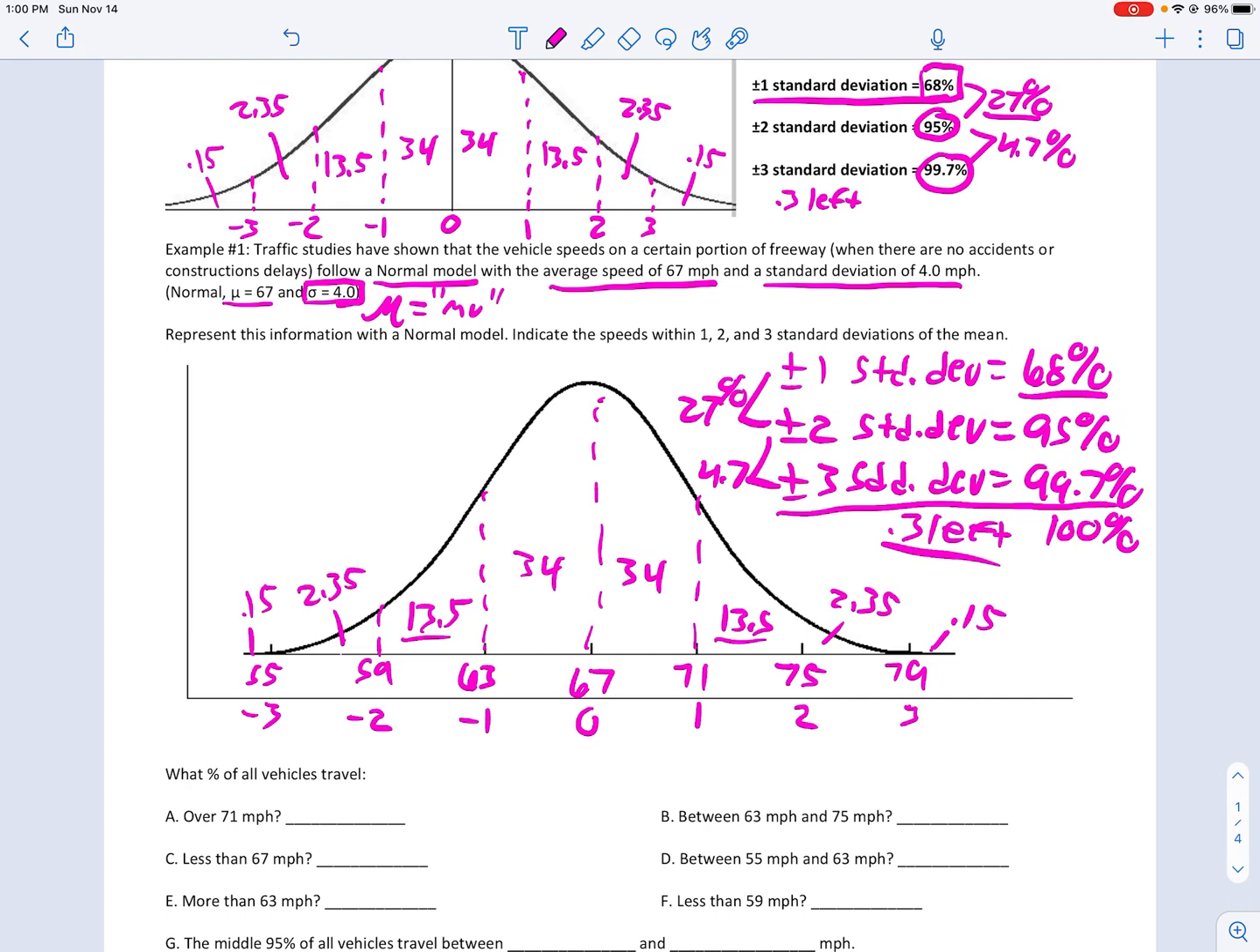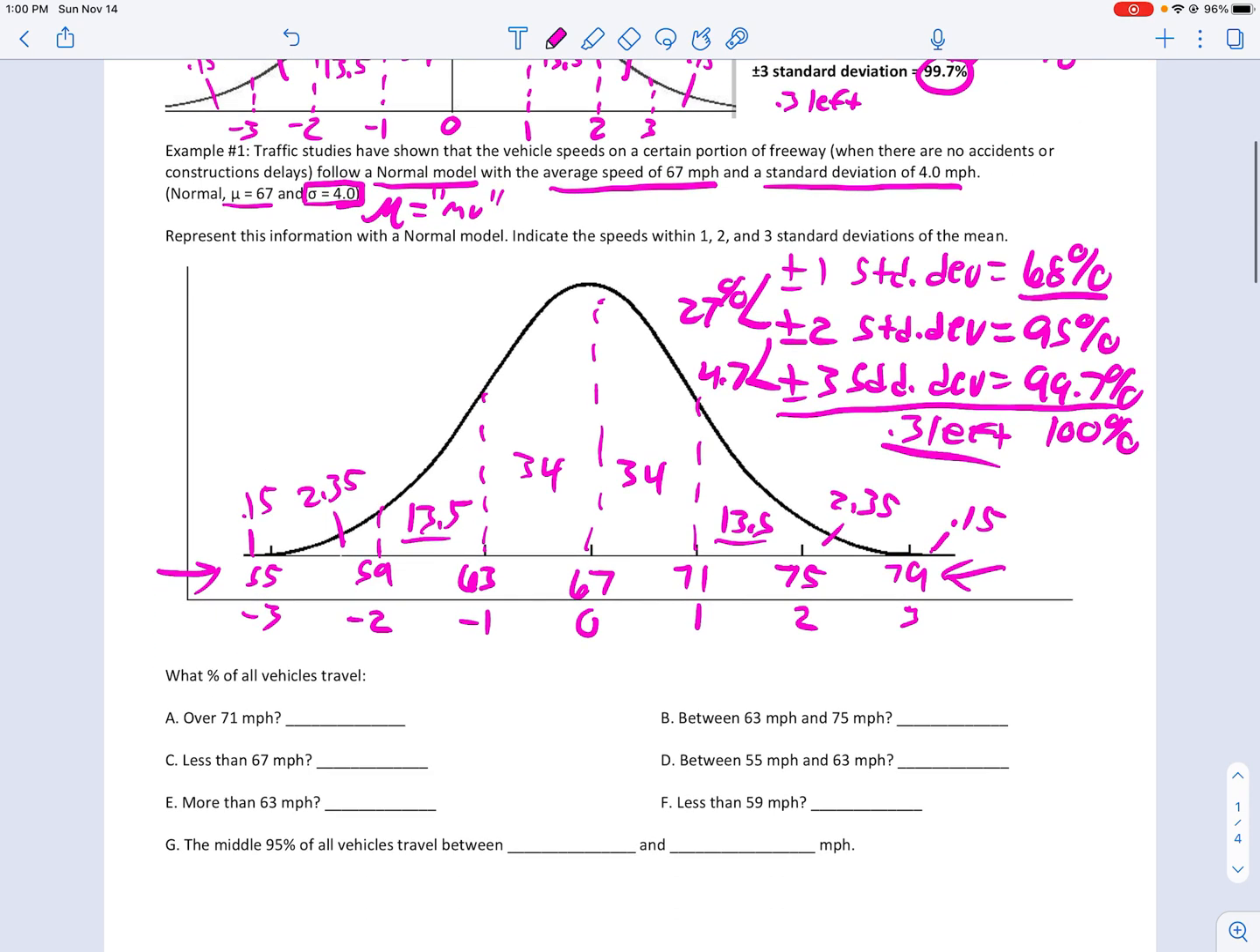So again, the only numbers that changed were these numbers right here because that depends on the problem. Right? 67 is still 0 standard deviations from the mean because it's the mean. 71, right? 71 miles per hour is 1 standard deviation above the mean because its standard deviation is 4.